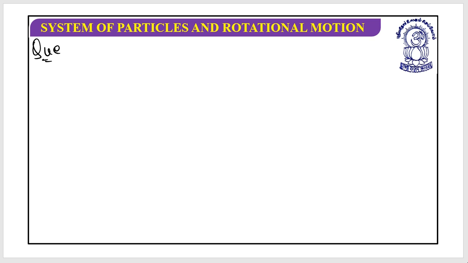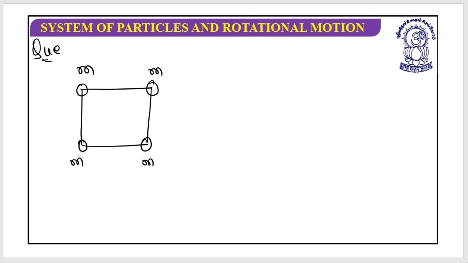Now the question says, let's suppose a square is there and it has masses on its vertices. Again, these are particle masses or point masses. This is m, this is m, this is m, this is m, and the dimensions of the square are 2l by 2l. So find the moment of inertia.